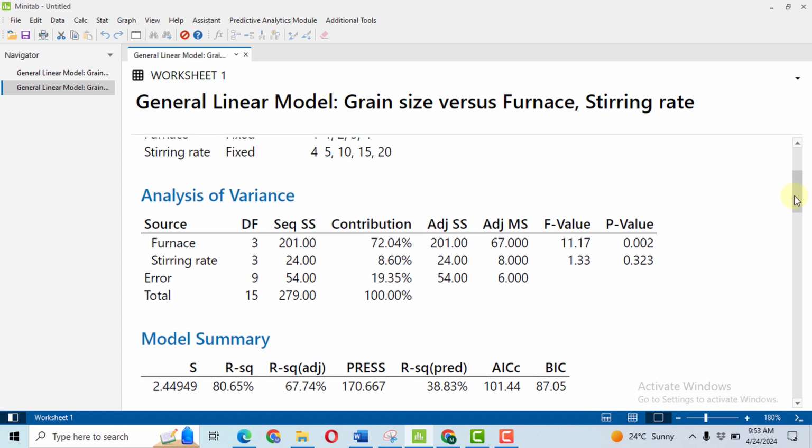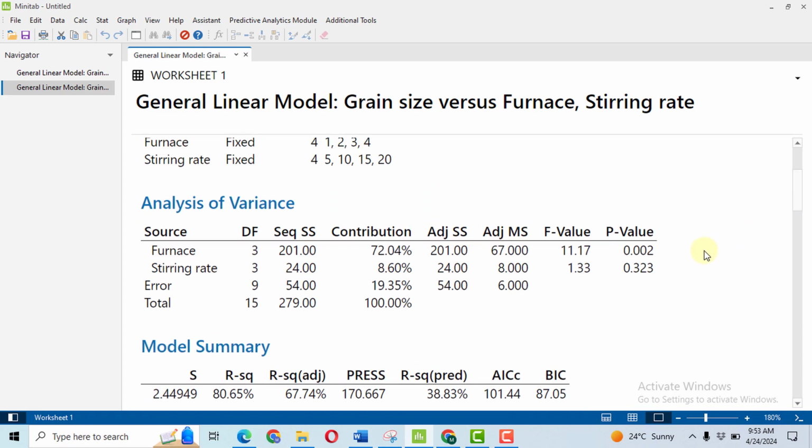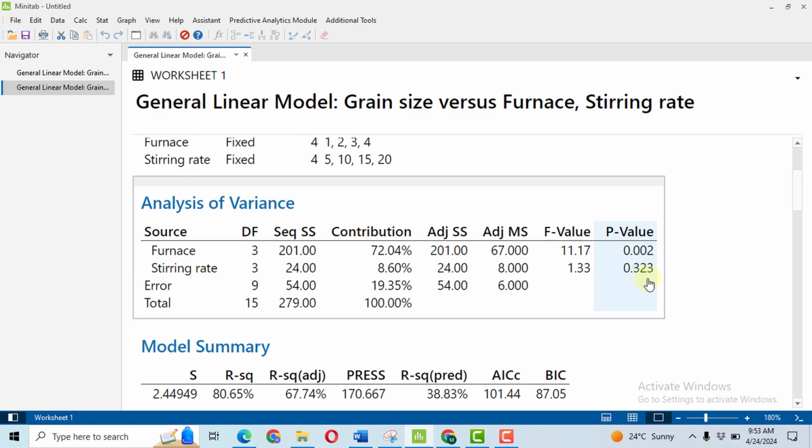Now the ANOVA table, analysis of variance table. We have selected our significance level at alpha equal to 0.05 or 5%. It means that if the p-value of any variable exceeds this significance level, it becomes insignificant. So it is quite clear that the p-value associated with the stirring rate is 0.323, that is quite higher than 0.05. So stirring rate is found to be an insignificant factor. However, a very significant effect of around 72% variation has been contributed by the furnace and it is also found to be statistically significant.